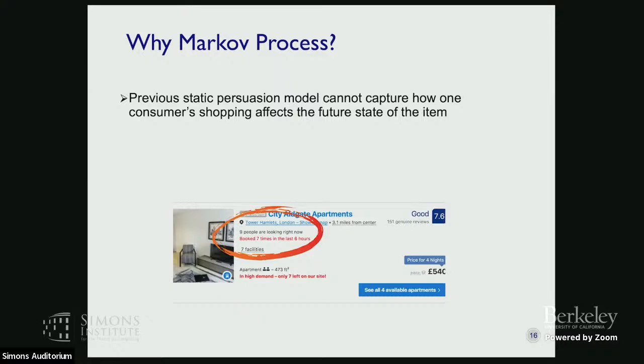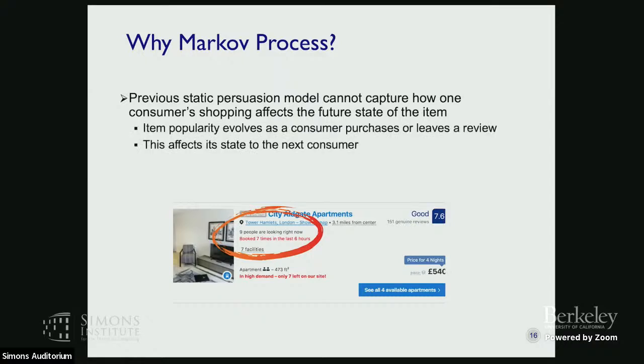In the previous static model, you can see that it cannot capture how one consumer's shopping behavior may affect the future state of the item. For example, if one consumer purchased the item, you could presumably assume for the next consumer that it says they booked this 8 times in the past 6 hours, not 7 anymore. Every consumer's behavior changes the popularity state for the next consumer. And that's why we need a Markovian transition for the state to capture the evolution of the item state.